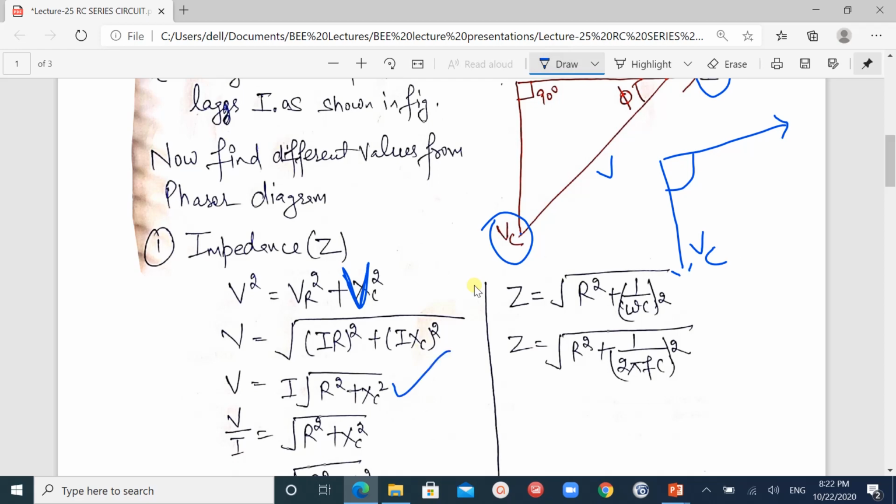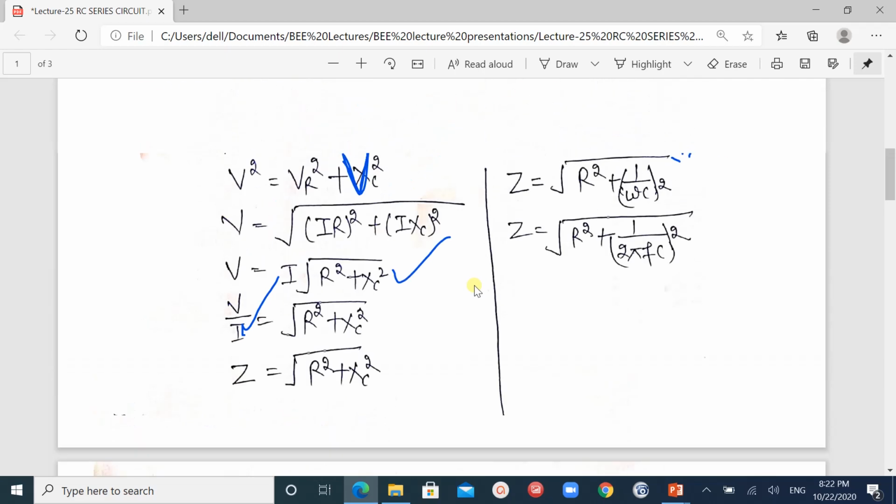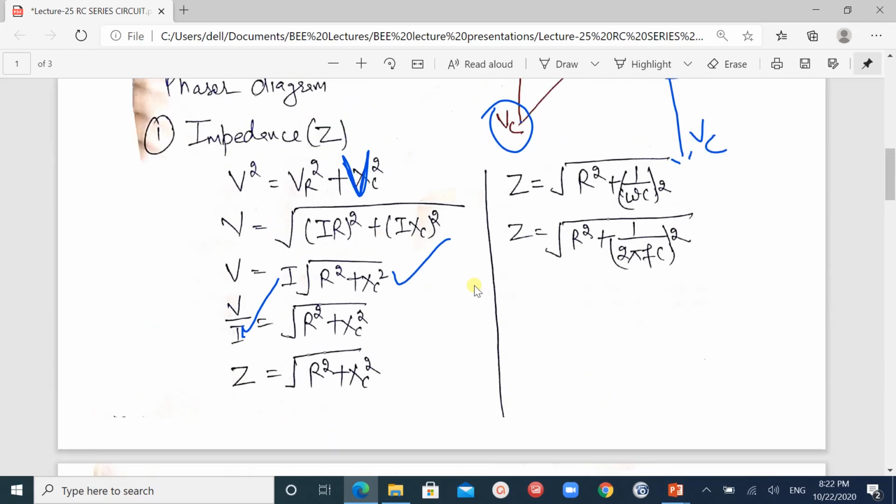Now we take I on this side, it becomes V upon I is equal to the square root of R square plus XC square, and V upon I is equal to Z, which is called impedance. So Z is equal to the square root of R square plus XC square. XC can be written as 1 upon omega C, and it can be written as 1 upon 2 pi FC.